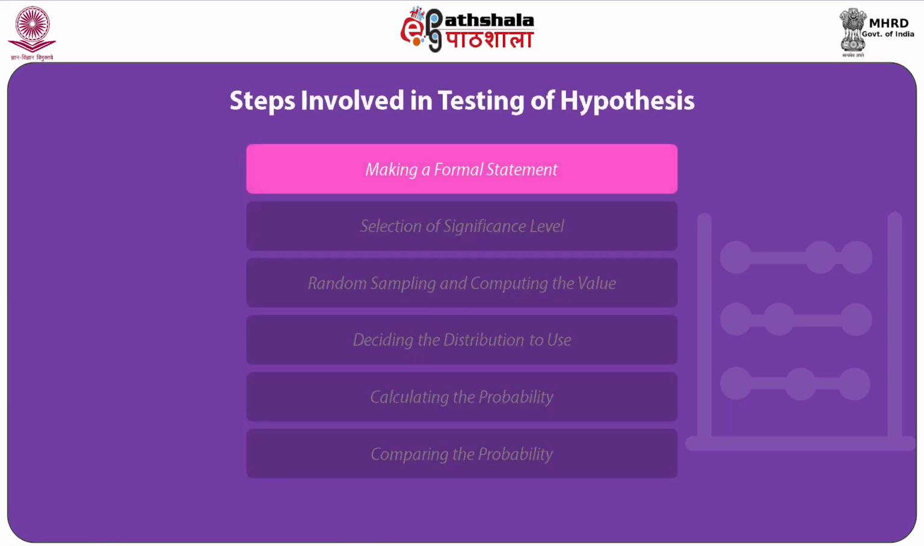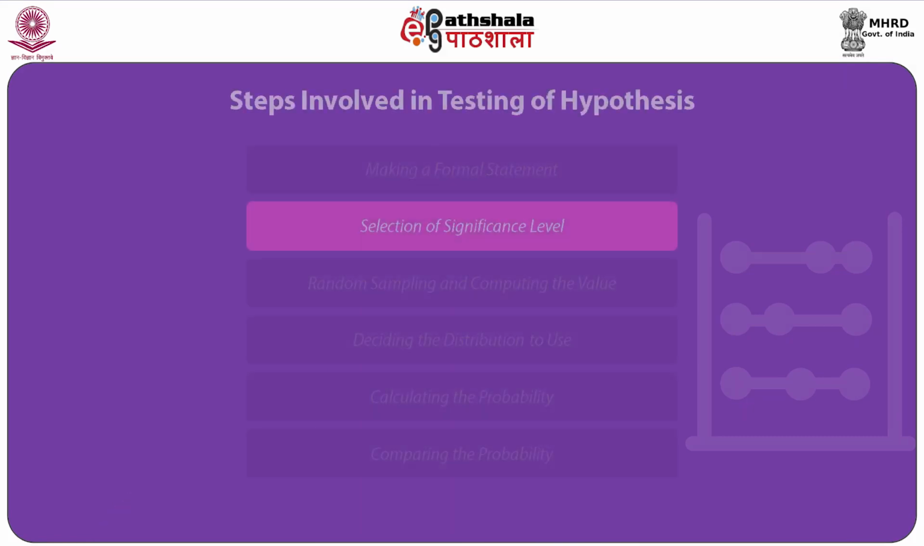To begin with, we have to make a formal statement. The researcher at first should make a formal statement about the null hypothesis, usually denoted as H naught, and also the alternative hypothesis, which is expressed as HA or H1. This means that the hypothesis should be clearly stated considering the nature of the research problem and objectives.